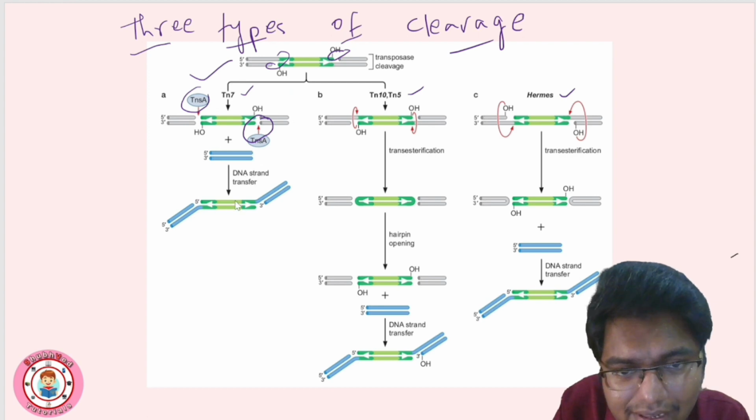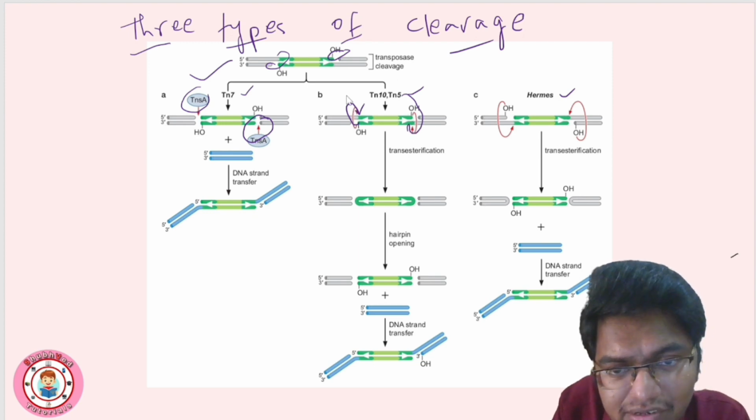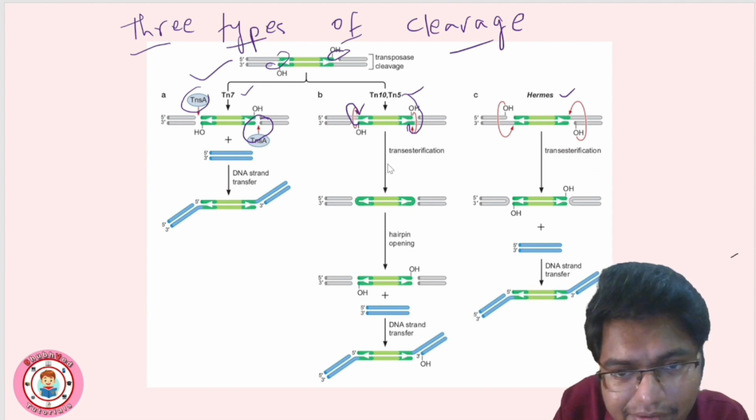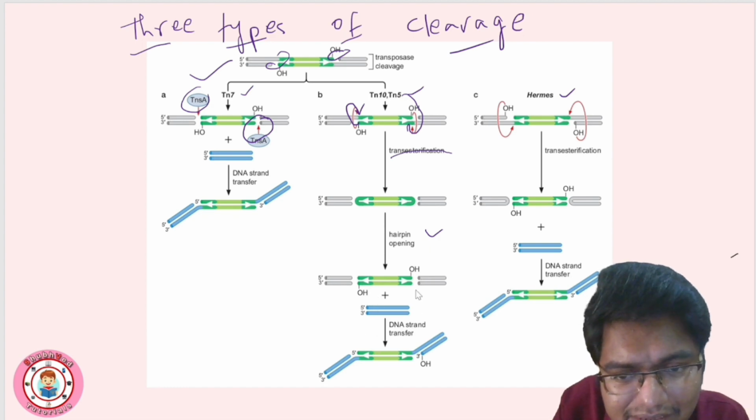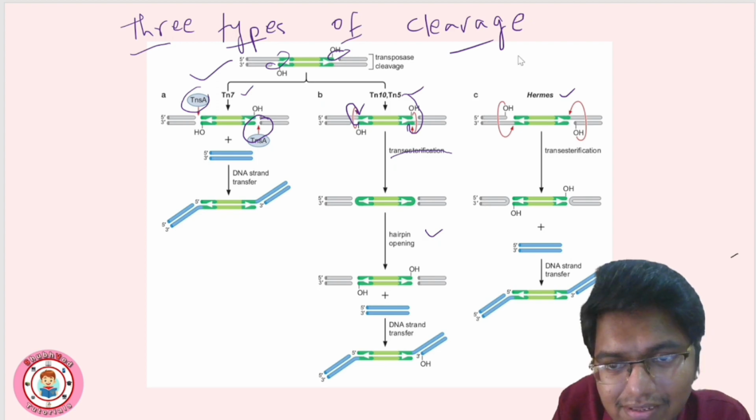Here what happens in the second one? This end will attack here, as well as this will attack here. So 3' OH ends are attacking the opposite strand, right? So a transesterification reaction takes place and a hairpin intermediate is formed. This is known as hairpin. Then again the hairpin will open, and then this will attack the target strand, right?